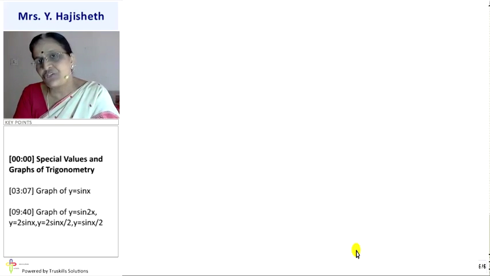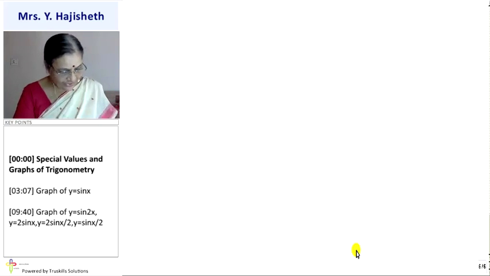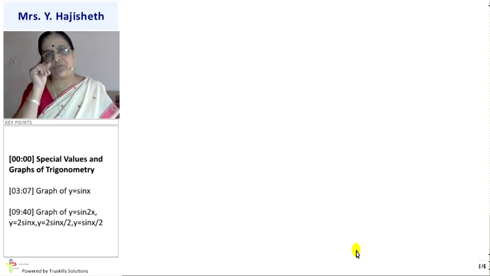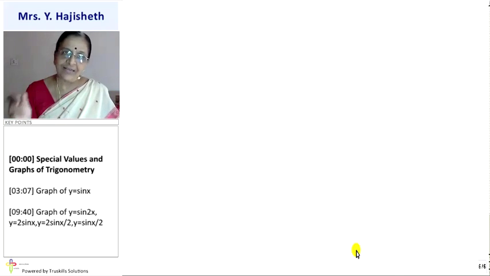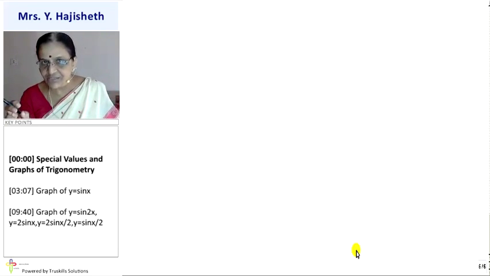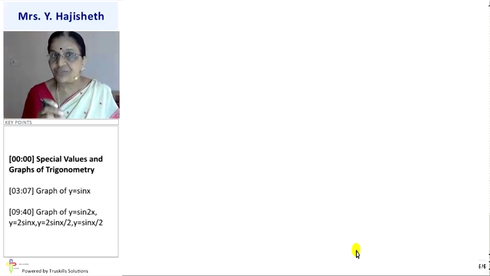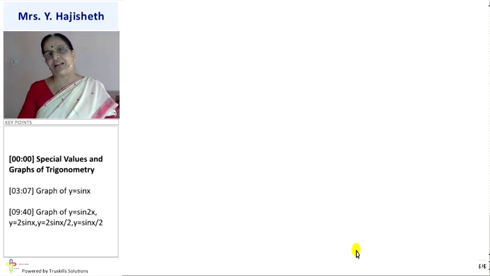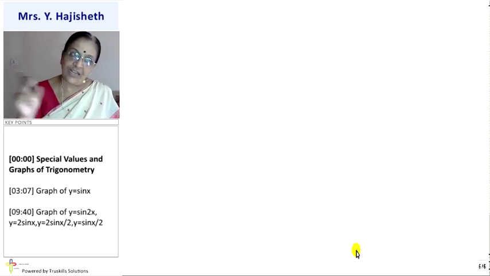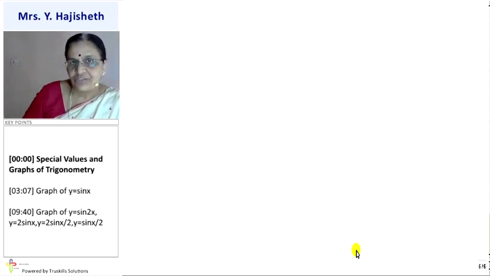Just now I will teach you how to draw a graph of y = sin x, y = cos x, y = tan x. Not only that, how to draw the graph of y = a sin bx. If the angle is changed, what is the change in the graph? If the coefficient of sine is changed, what is the change in the graph? And when coefficient and angle both are changed, what is the change in the graph?